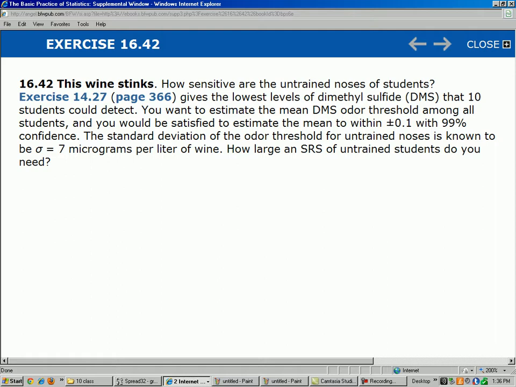You want to estimate the mean DMS odor threshold among all students, and you would be satisfied to estimate the mean to within plus or minus 0.1, micrograms per liter I think it was, with 99% confidence. The standard deviation of the odor threshold for untrained noses is known to be sigma equals 7 micrograms per liter of wine. How large a simple random sample of untrained students do you need? Okay, let's go back to our whiteboard here.